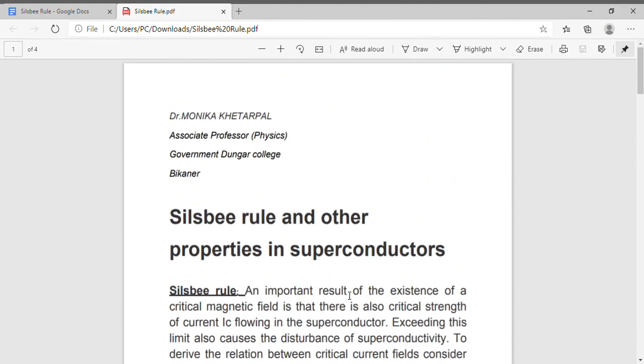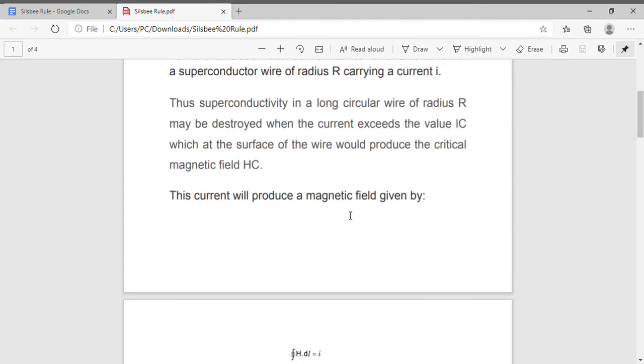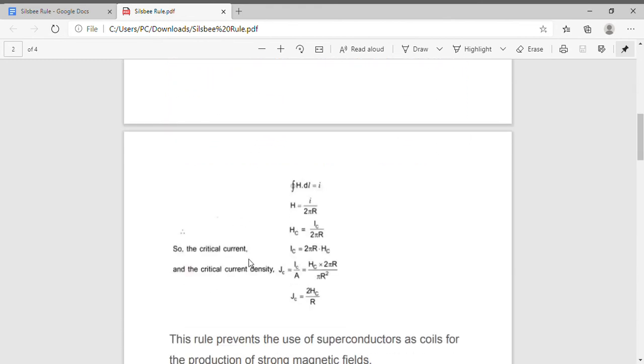So students, these are the important properties of a superconductor. Using this Silsbee rule, we can find the critical current and the critical current density Jc, which is equal to 2Hc upon R.